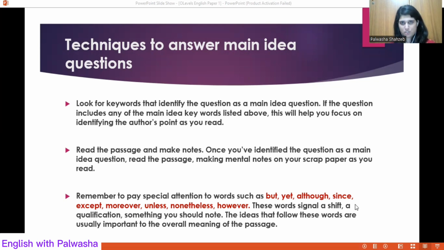These words signal a shift, a turning point, a qualification, something you should note. So, give notice to the information mentioned after these words. The ideas that follow these words are usually important to the overall meaning of the passage. So I'm giving a focus here. If these words are mentioned, whatever line or story is mentioned after them, just underline that. You are going to give importance to it. First tip for you guys.